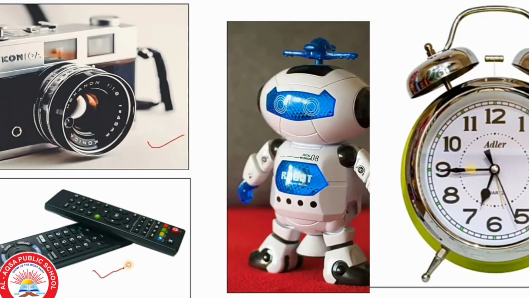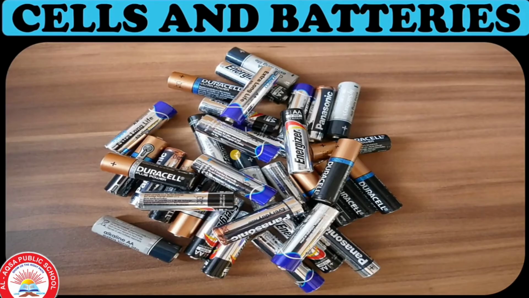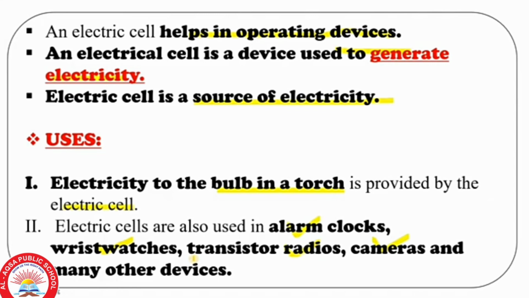We are using equipment like this also. Actually, where do these equipments get electricity from? Electricity to these instruments is provided by cells and batteries. Have you ever carefully looked at an electric cell? An electric cell helps in operating devices.